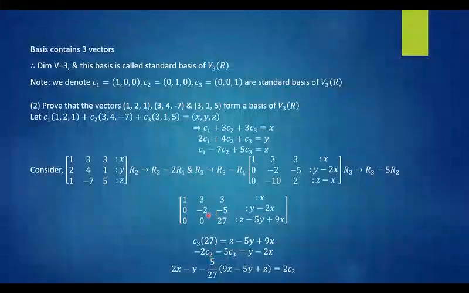So the second equation is minus C2 minus 5C3 equals y minus 2x.